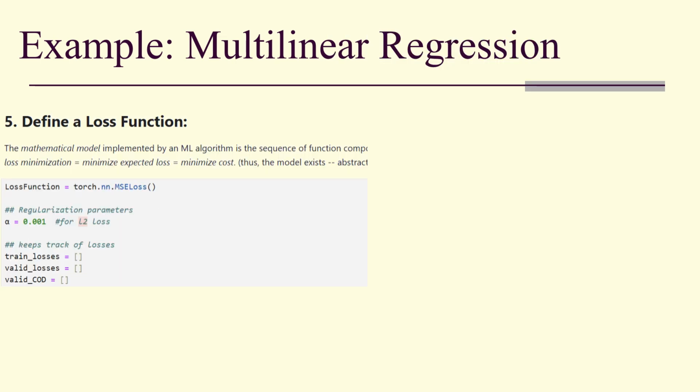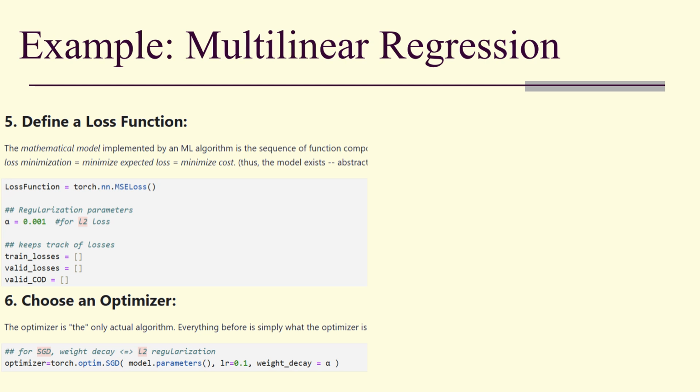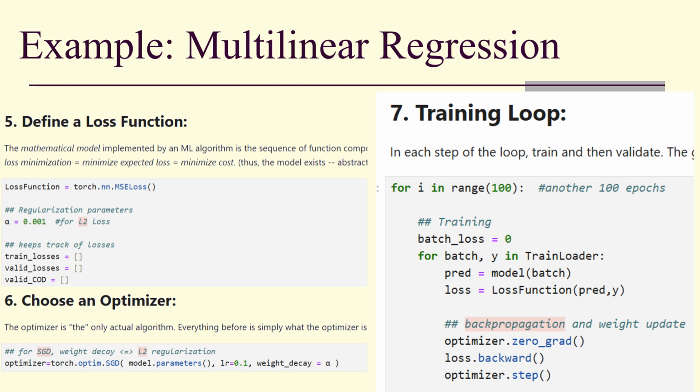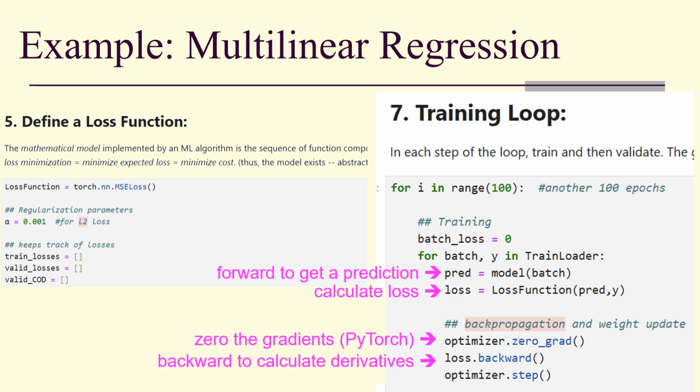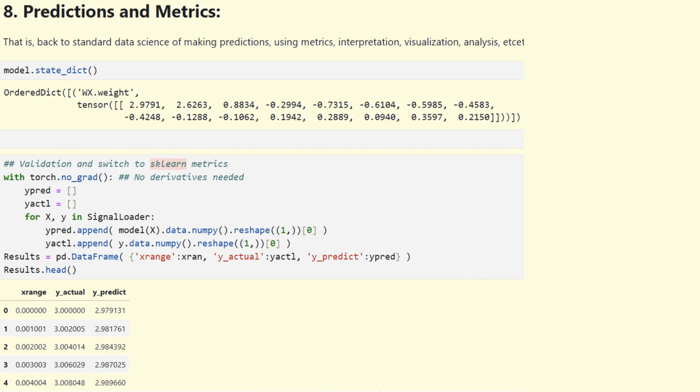And then I want to define a loss function and choose an optimizer. And then we're going to do a training loop. Training loop looks something like this. Our forward is to get a prediction, and then we calculate our loss. In PyTorch, you have to zero the gradients. I don't understand why, but if you don't, it'll add the new gradients to what's already in the gradients, so you zero them out. Then the backward step calculates derivatives with grad numbers, and then you take a step. And then you're just back to the standard data science world.